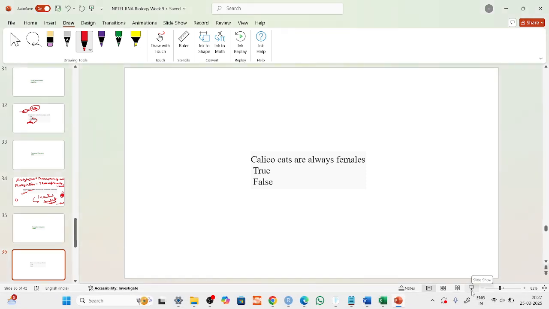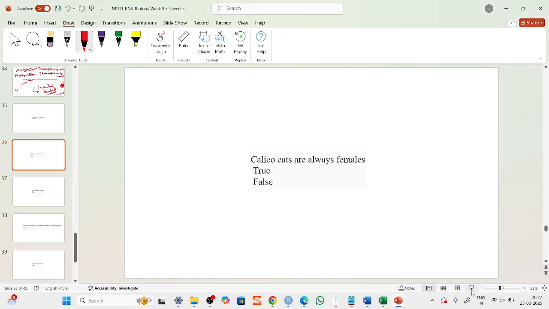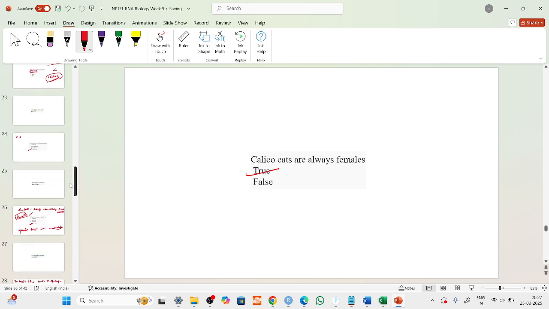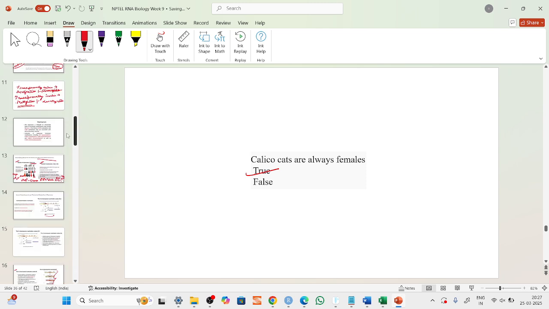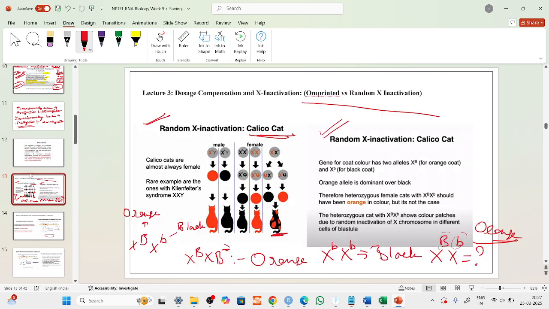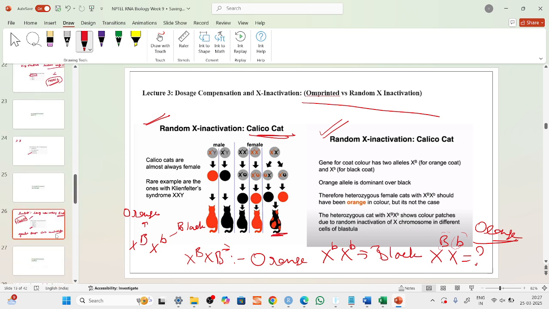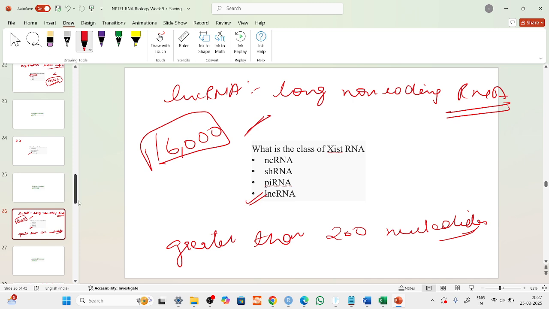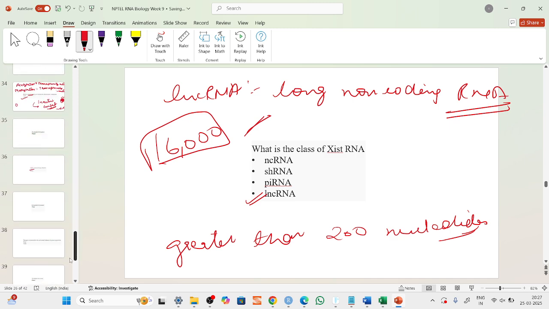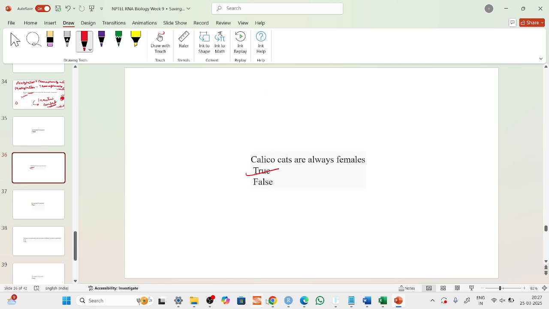So, calico cats are always female. The answer is true. We have studied, we have seen in the example, if you can see here. Where was it? Here. You see, calico cats are almost always female. And what happens here? We have studied what happens in the case of calico cats. This example describes the random inactivation of X chromosome.